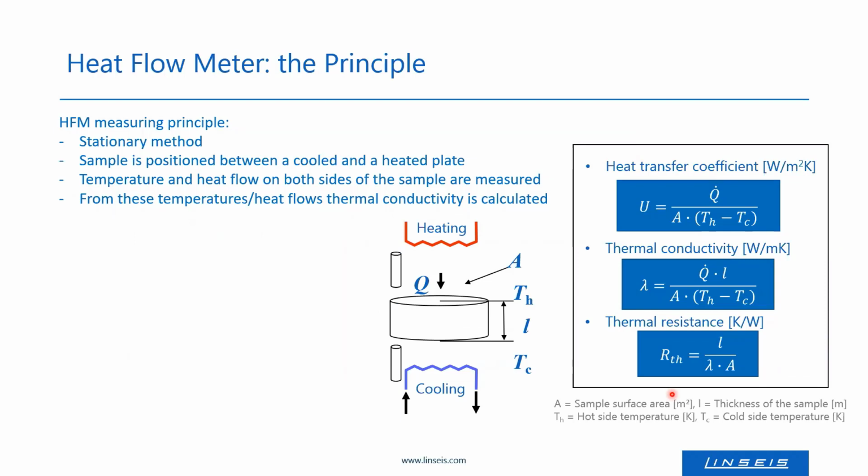It's a heat flow meter. It's a stationary method. And in this method, the sample is positioned between the cooled and the heated plate. So you have a heating, the sample, and the cooling. And between this heating and the sample, there is a temperature and heat flux transducer. And the same is on the opposite side, between the sample and the cold plate. And from the results of these temperature and heat flux transducers, the thermal conductivity may be calculated by this formula.